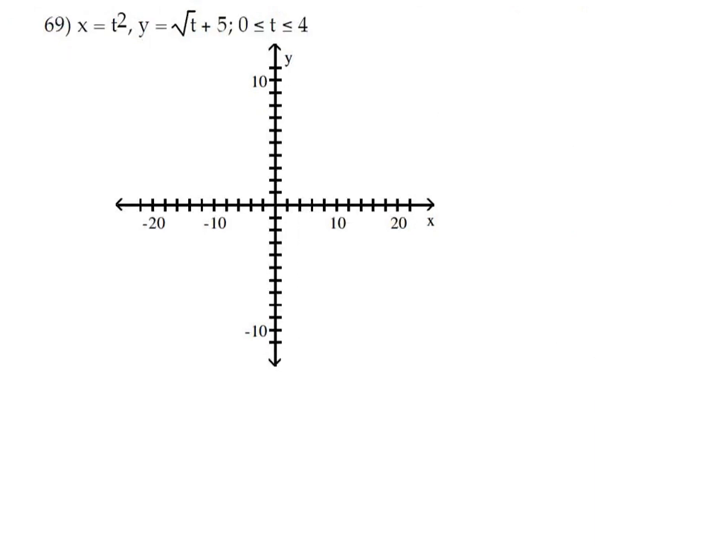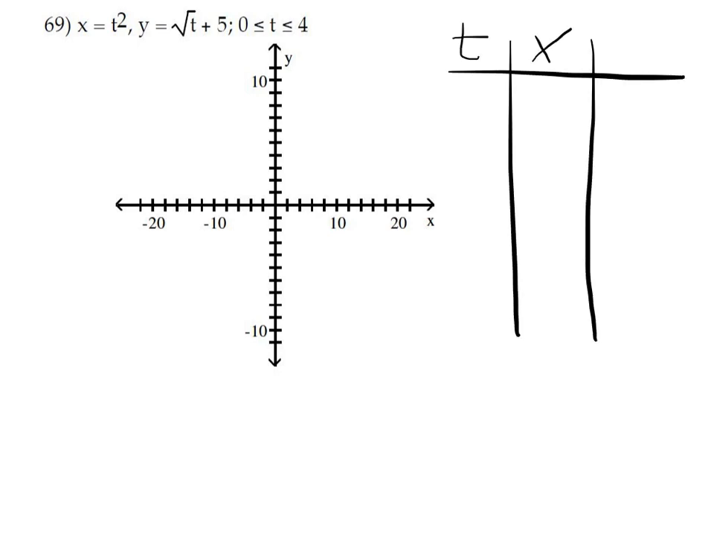Okay, graph the following parametric curve in the rectangular coordinate system. I'm going to start off with a t, x, y chart. T goes from 0 to 4, so I'll use 0, 1, 2, 3, and 4. We'll start off with 0. I'm going to plug the 0 in for the t in the x and get 0 squared is 0. And I'm going to plug the 0 into the y and get square root of 0, which is also 0.